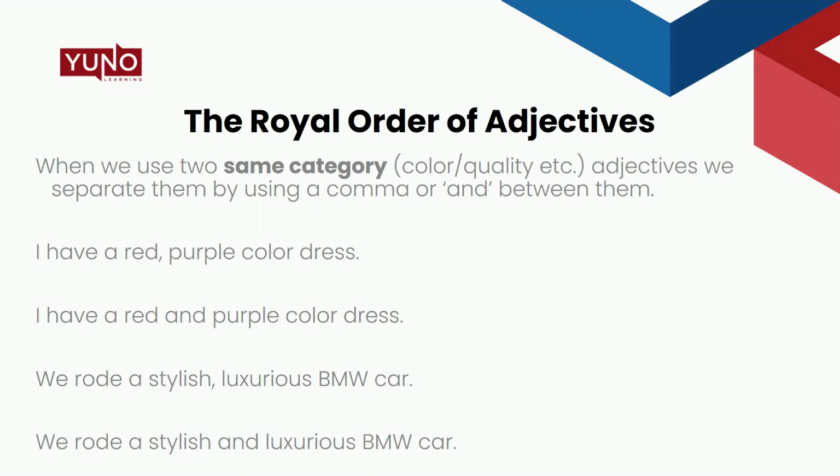Now, similarly, when we talk about two quality adjectives in the same sentence, we can separate them using a comma or by inserting the word "and" between them. Like, we rode a stylish, luxurious BMW car. Or we can also write it like this: we rode a stylish and luxurious BMW car.